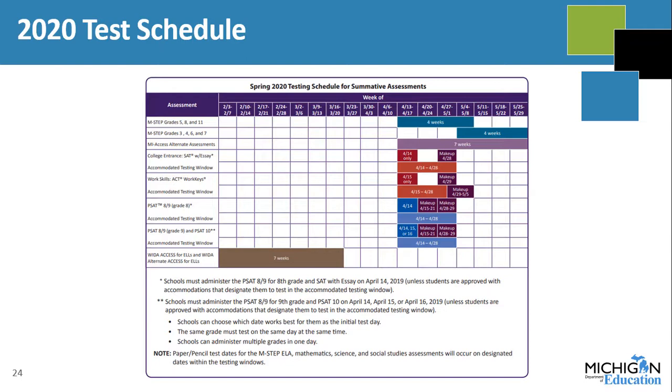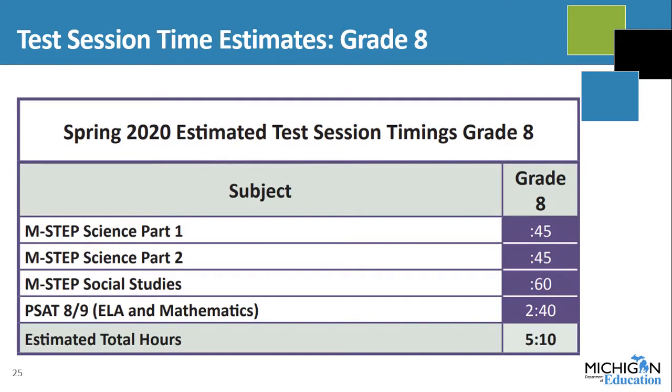These are the testing time estimates for 8th grade. For M-STEP, the time estimates for each test do not include time for reading directions, answering questions, or other classroom tasks. The PSAT 8-9 is a timed test, while M-STEP is not a timed test. The operational M-STEP science test is estimated to take 90 minutes to complete over 2 test sessions. The M-STEP social studies test is 1 part, and the total testing time is estimated at 60 minutes. The PSAT 8-9 time estimate includes scheduled breaks and will take 2 hours and 40 minutes total.